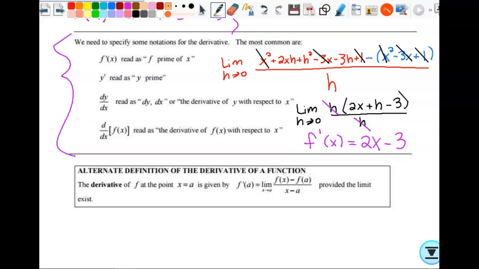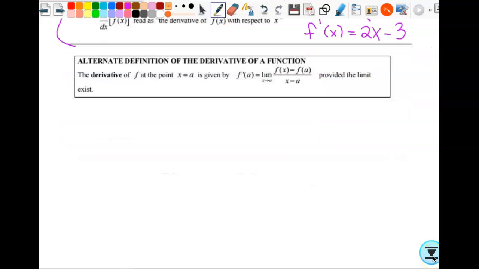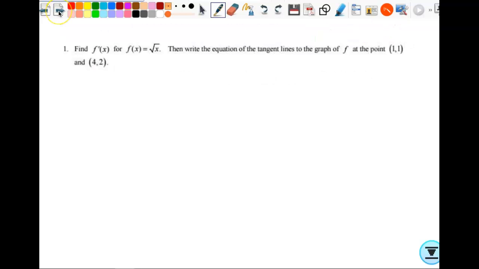Then we have the alternate definition of a derivative. So it's the derivative at a point, and we don't want to ignore that, all right? So if we have the derivative of f at a point, it's just given by this, provided that the limit exists, okay? So we can't neglect it. Sometimes we use the alternate definition, but that's when you already have the point, okay?